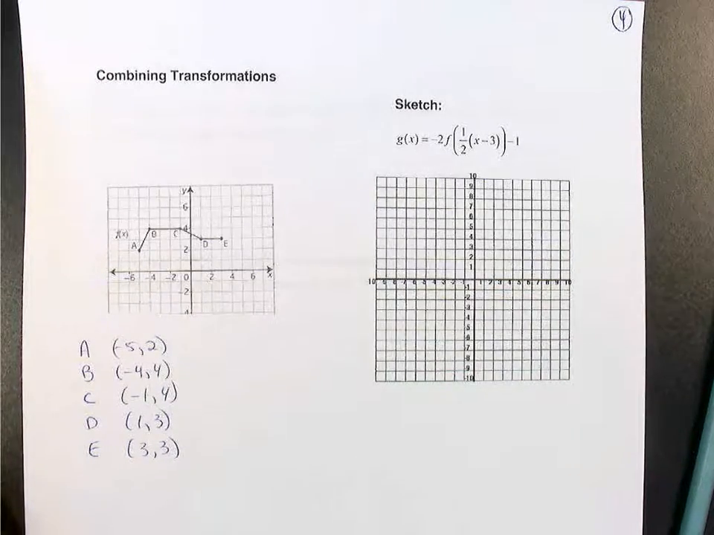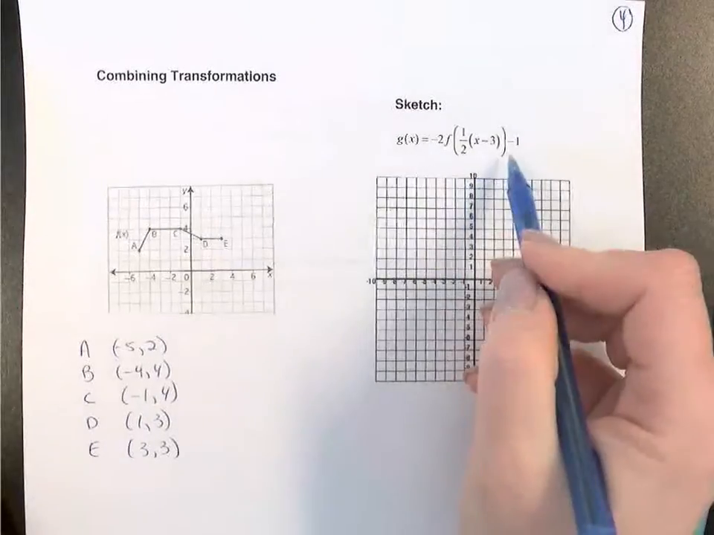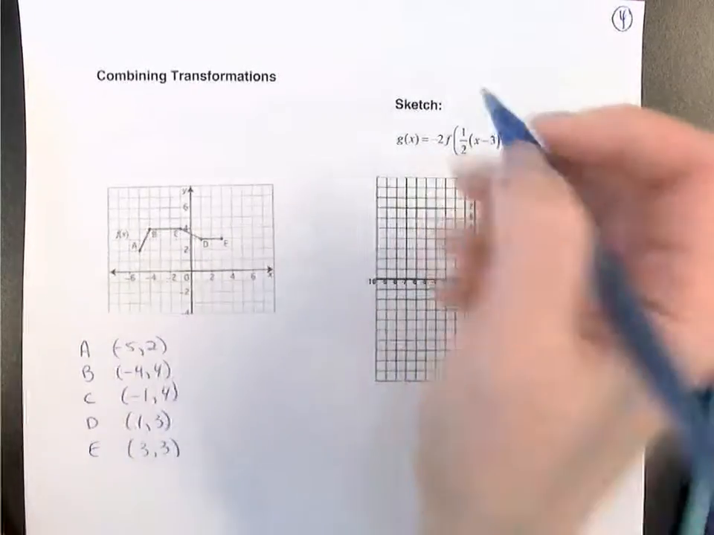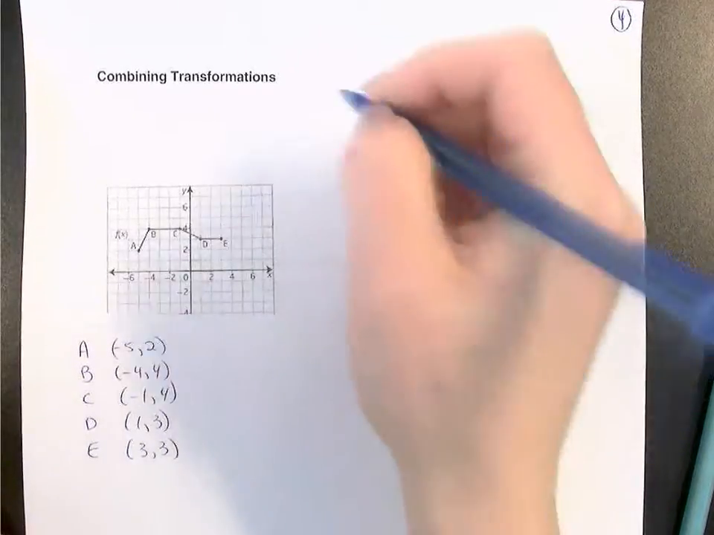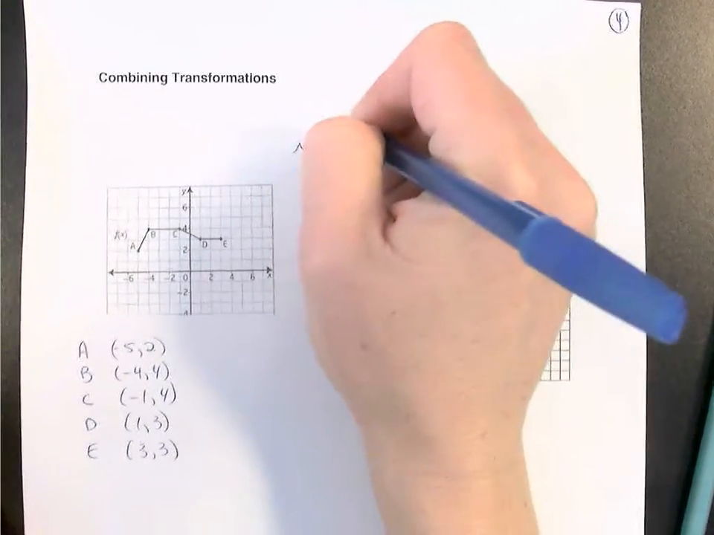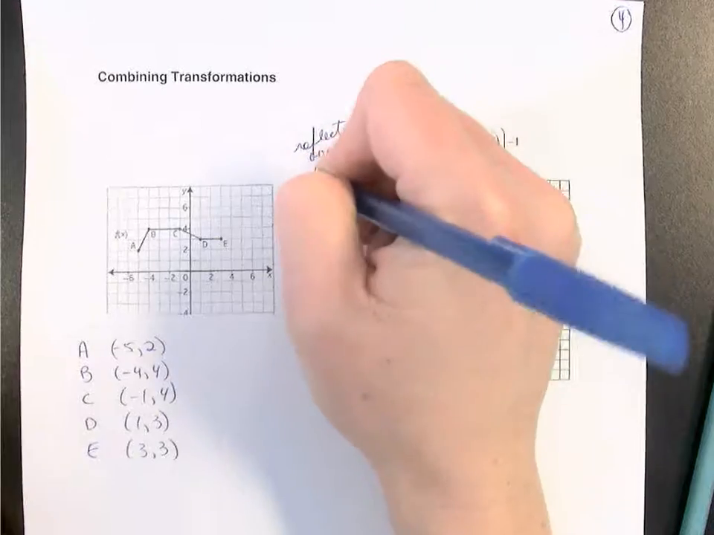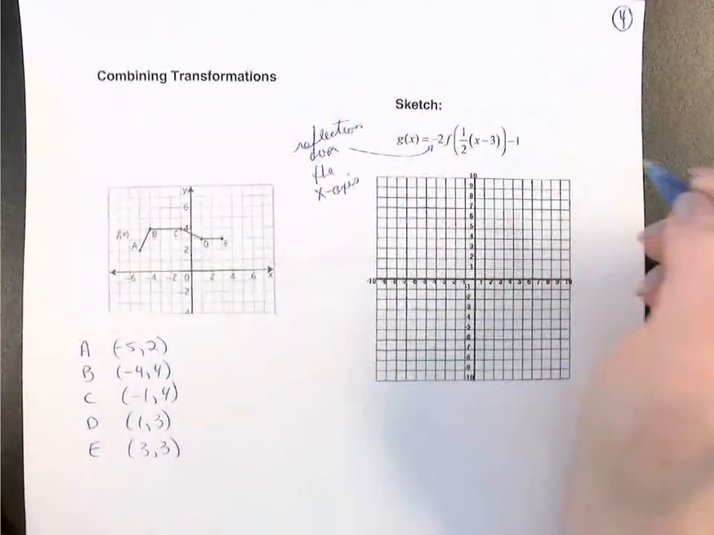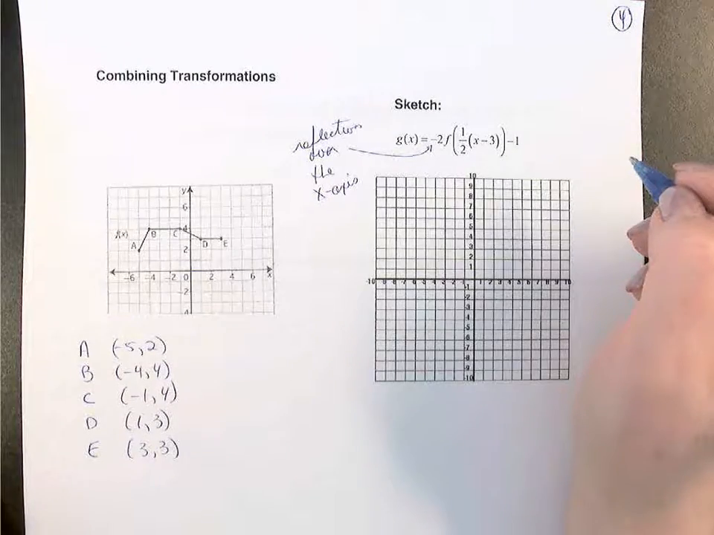Combining transformations. We're going to look at putting some reflections and horizontal and vertical stretches together along with the translations of moving a graph up, down versus left and right. So if we look at our equation here, the a value up front is -2. The negative sign is going to tell me that there is a reflection over the x-axis, which means I'll be multiplying my y-coordinates by -1.